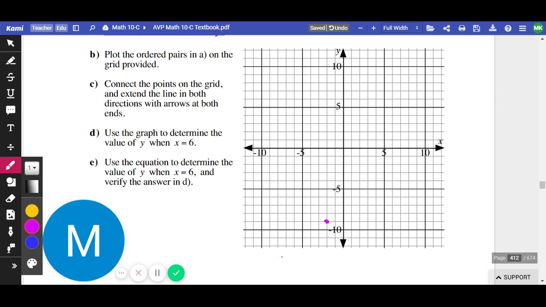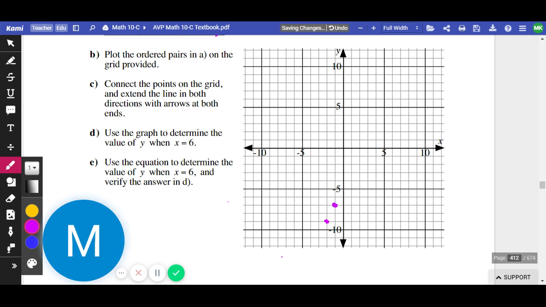The second ordered pair we had was -1, -7. The first number tells me how far left or right to go from the center. From the center, I need to go -1. That means 1 to the left. The second value is -7. That's telling me how far up or down to go. Since it's negative, I go down 7. My second point is right here. -1, -7.